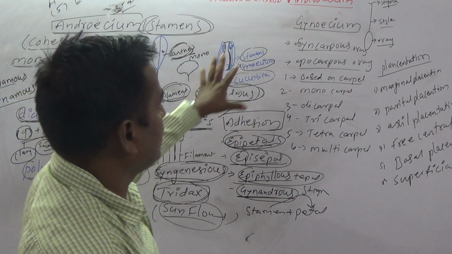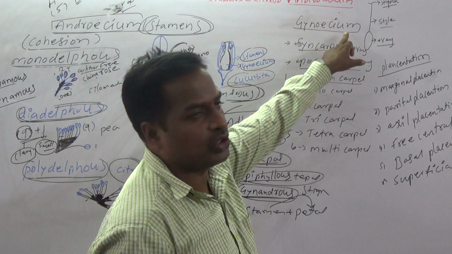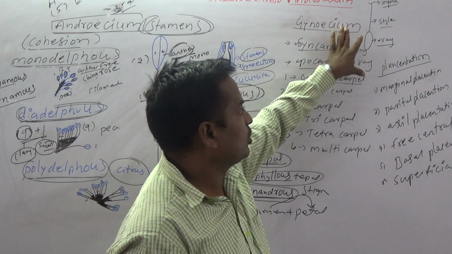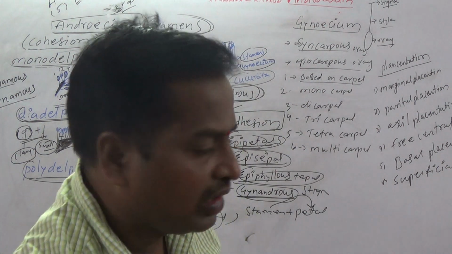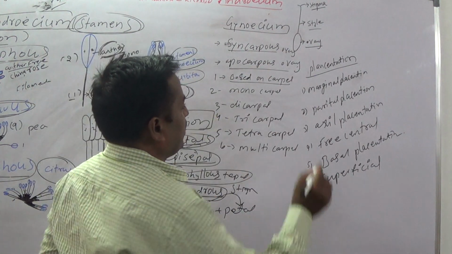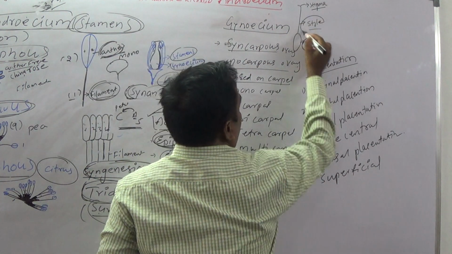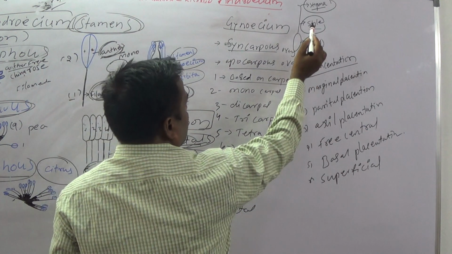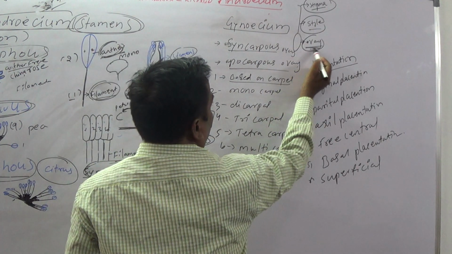Next, another part is the gynoecium. This is the male reproductive part, and this is the female reproductive part. So the gynoecium is the female reproductive part. It has 3 parts: ovary, style, stigma. How many parts are there? 3 parts: ovary, style, stigma. The ovary is the fertile part.